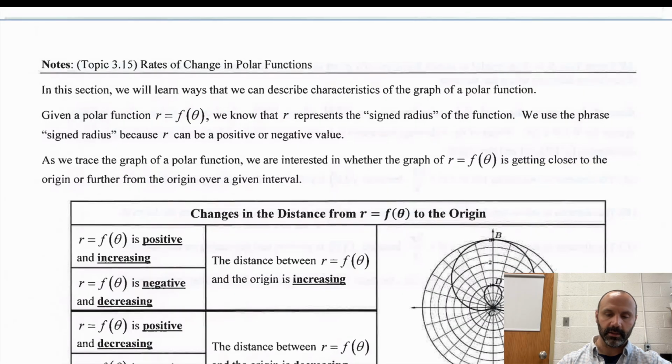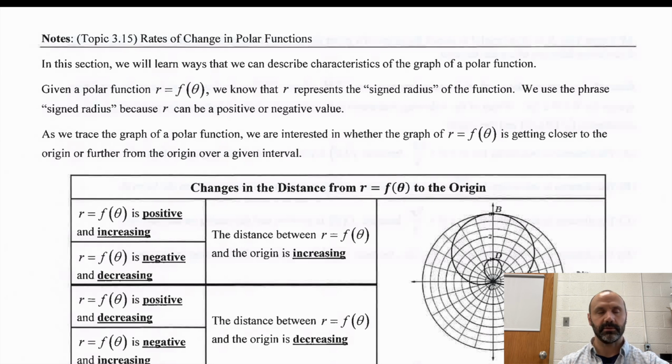We're familiar with the idea of rates of change, finding extrema, right, maxima, minima, etc. in rectangular coordinates. It's pretty obvious in rectangular coordinates. We can look and just see like, oh, it's going up, it's going down, etc. But now that we're in polar coordinates, it's going to be a little bit more confusing.